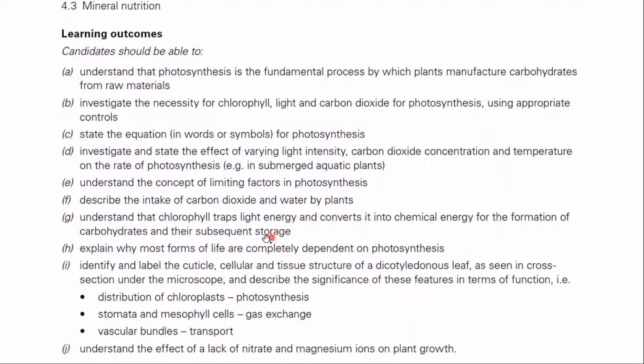Then we'll also be labeling the plant leaf structure. Leaf structure labeling is basically common in GCE O level biology papers, which consists of stomata, mesophyll cells, vascular bundles, and air spaces.